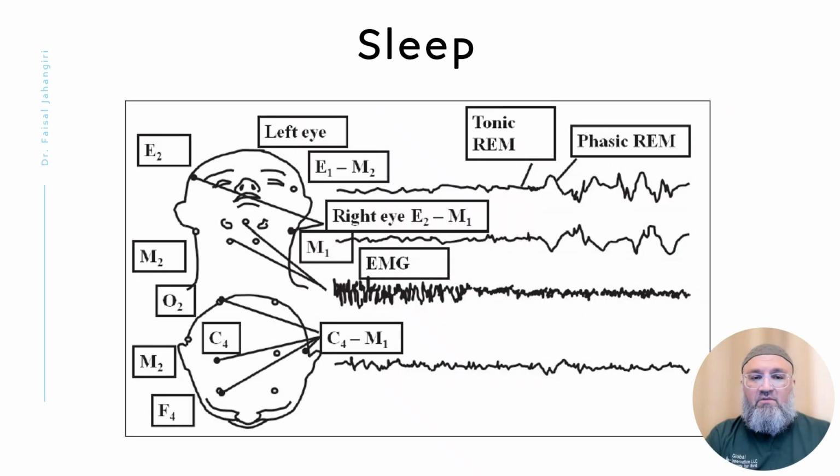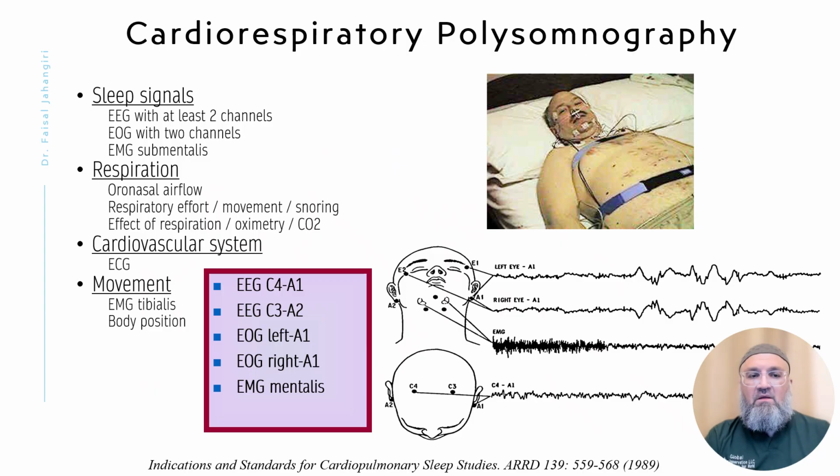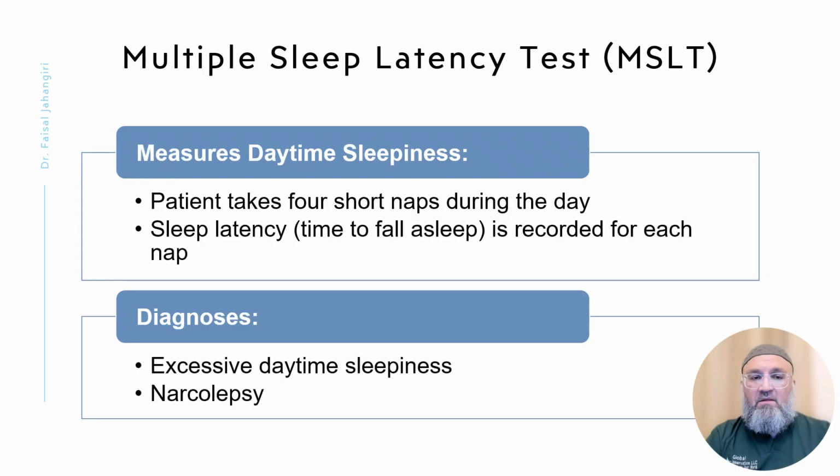So these are different recordings from the chin, eye muscles, leg muscles, and on the scalp for EEG, and then EMG and EOG. There is also cardiorespiratory polysomnography. So we are looking for sleep signals: at least two channels of EEG, two channels of EOG, and EMG, and then we record respiration, the cardiovascular system, and the movement system.